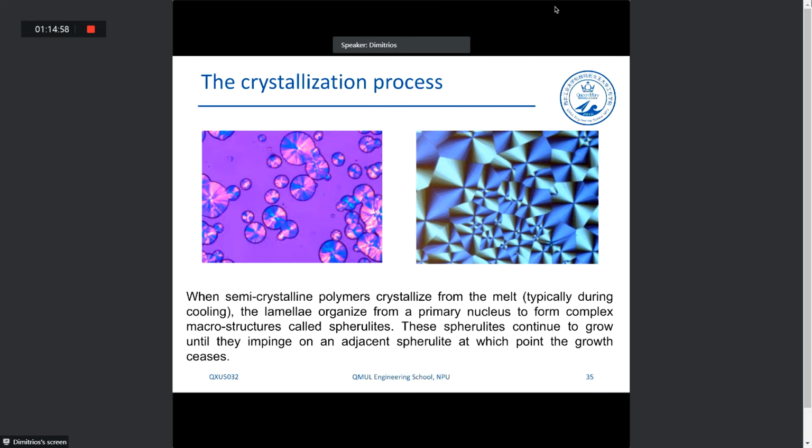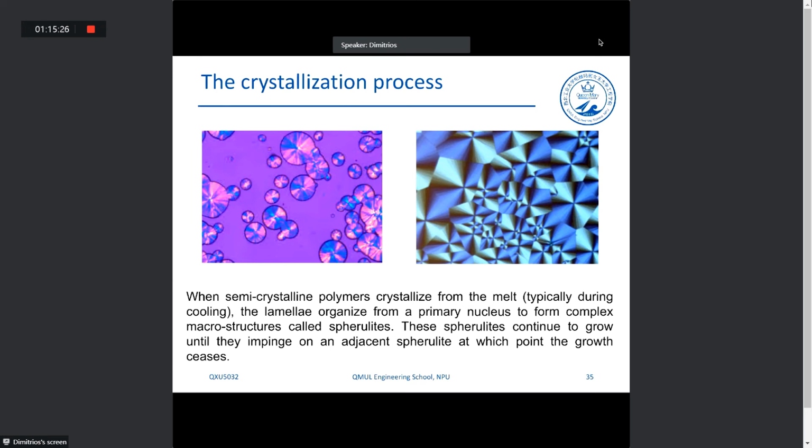Okay, so let's continue. Let's continue with the crystallization process, and let's have a look at how we can observe experimentally how crystallization takes place.